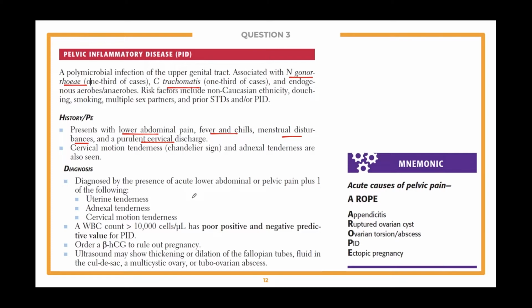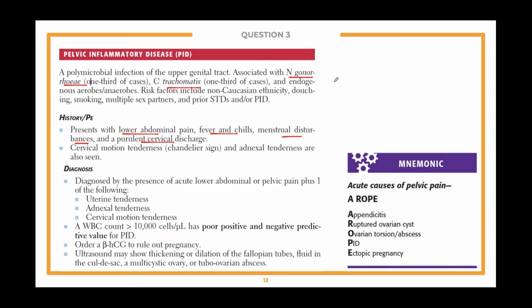And there are some things that the patient would have on physical exam. Tenderness in the lower quadrant, like we said, adnexal tenderness. But you can see there, towards the bottom, you would want to order a beta HCG to rule out pregnancy. That's the third bullet point underneath diagnosis, ordering a beta HCG to rule out pregnancy.